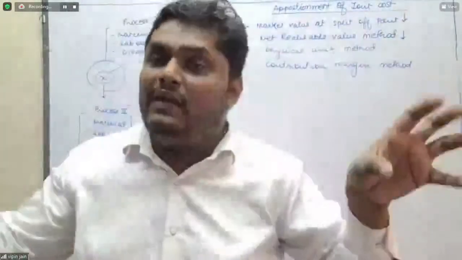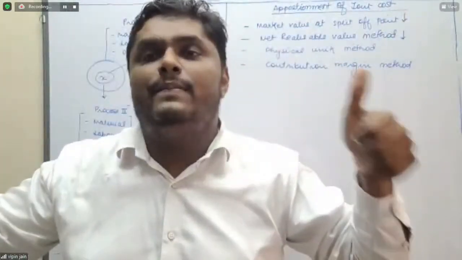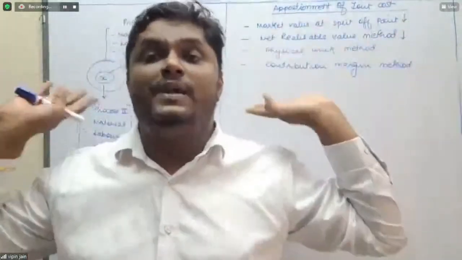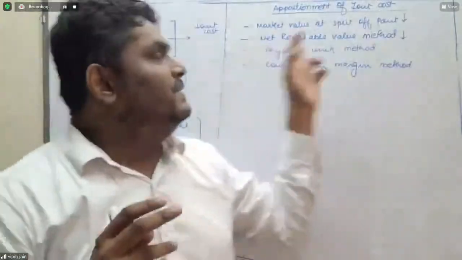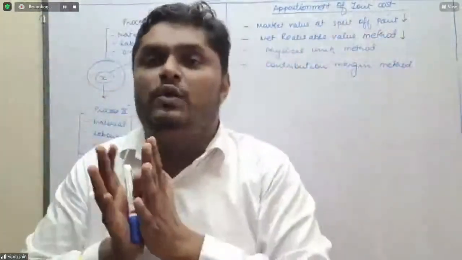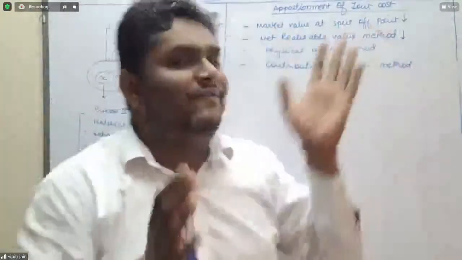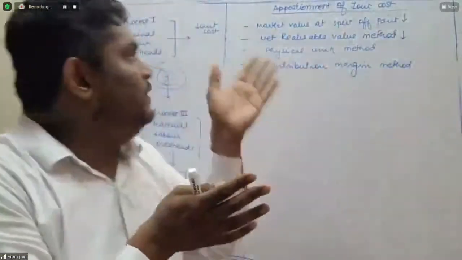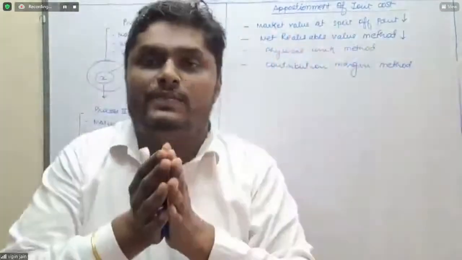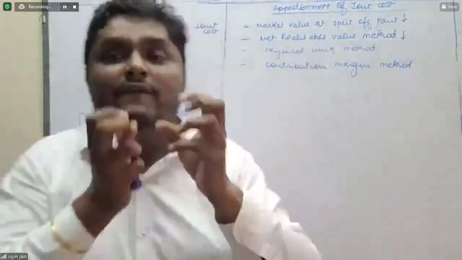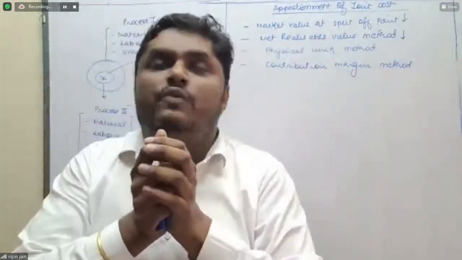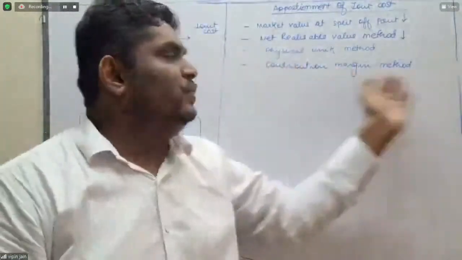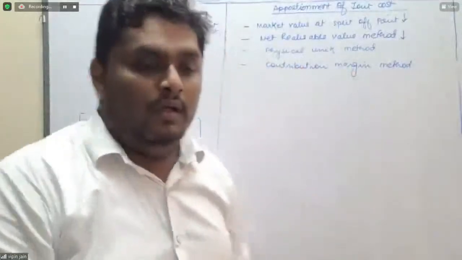If the market value at split off point is given, that is the best method. If the market value at split off point is not given, the next method is the net realizable value method. But what if we cannot calculate the net realizable value? Then we will use the physical units method. Thereafter, if some information is given in the question as regards variable cost or fixed cost, then we have to use the contribution margin method.